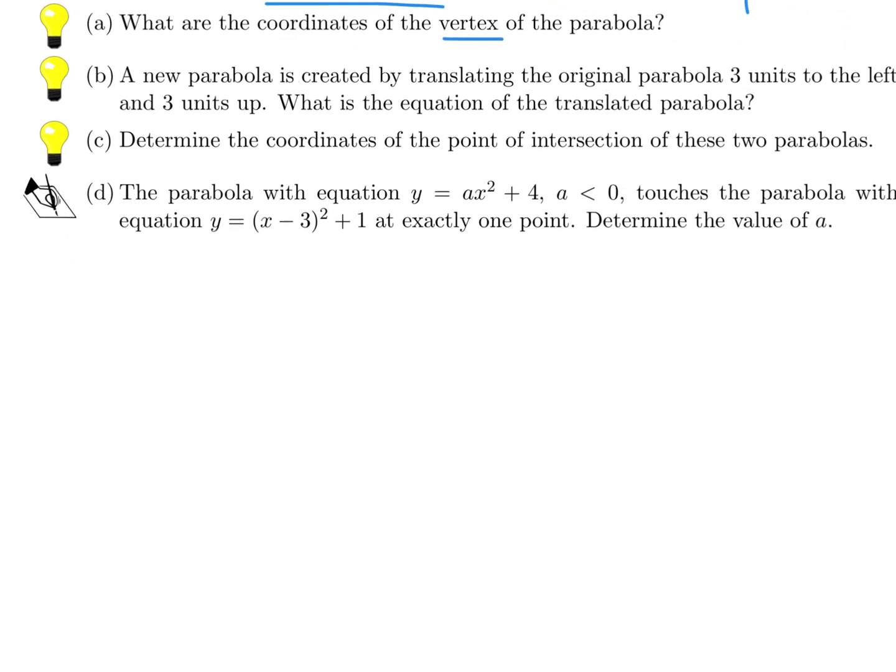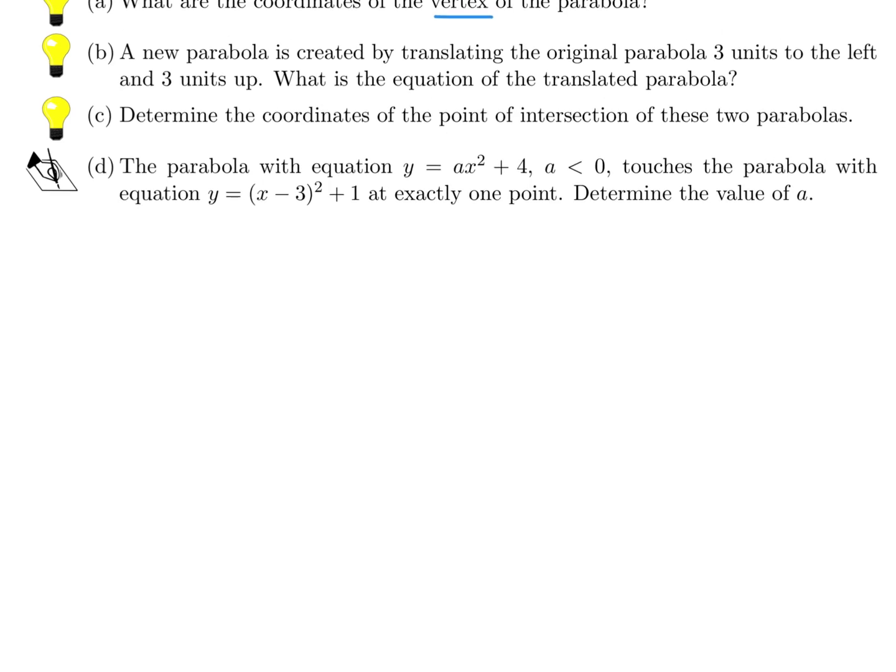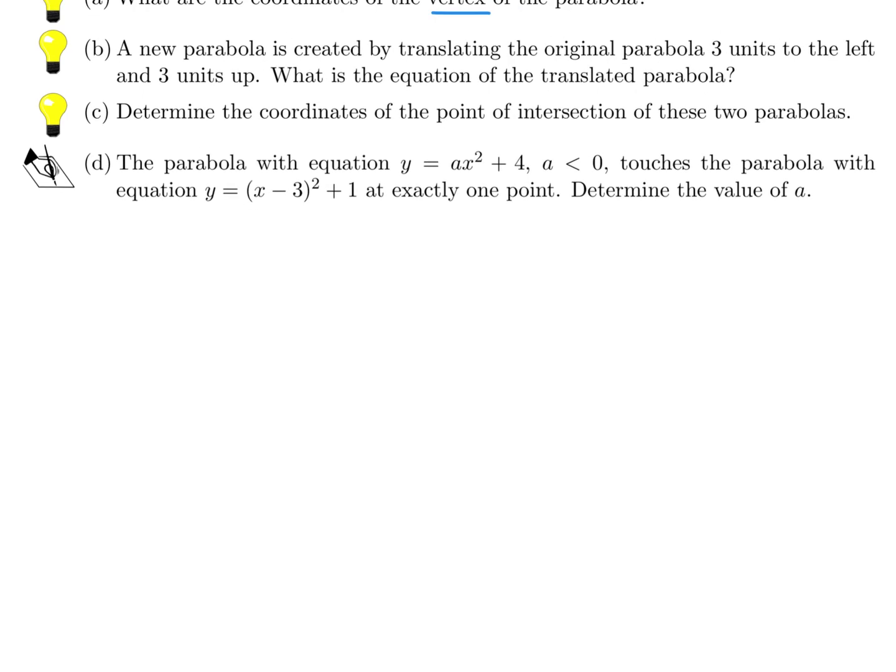All right, part B. A new parabola is created by translating the original parabola 3 units to the left and 3 units up. What is the equation of the translated parabola? Okay, so our original vertex was (3, 1). So the vertex is basically what is being translated. So the new (h, k): we've got to go 3 units to the left, so we have to subtract 3 units from the x-coordinate. So 3 minus 3 would be 0.